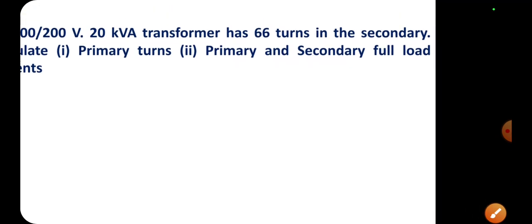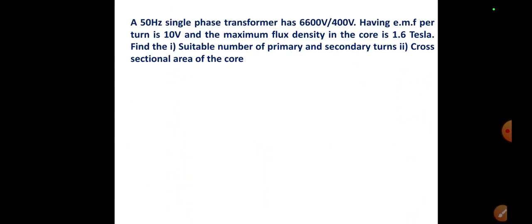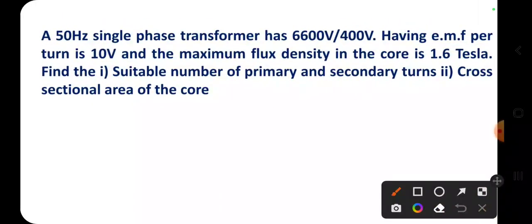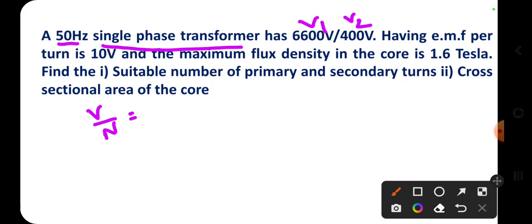Let us see another problem. This is also very simple. He has given the frequency and he said it is a single phase transformer and V1 is there, V2 is there, having EMF per turn, that is V by N is equal to 10. Then the maximum flux density in the core is 1.6 Tesla. Already we have done the same kind of problem. This B max is equal to 1.6 Tesla. Find the suitable number of primary and secondary turns and the cross-sectional area of the core.